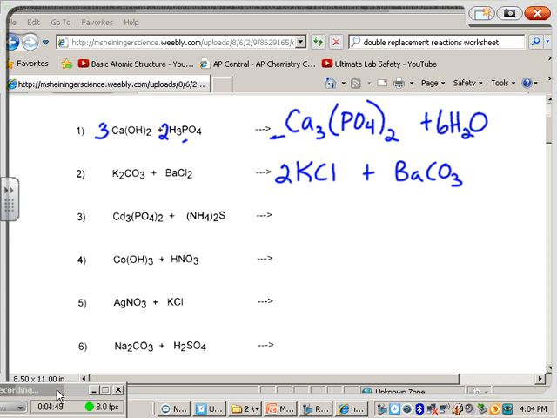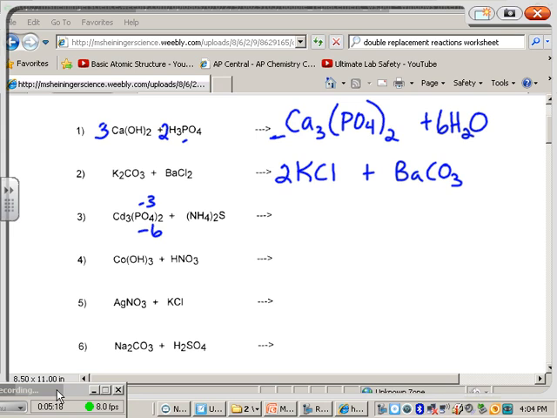Okay, now this one's a little bit trickier because we have cadmium. Cadmium is one of those transition metals that is going to need a Roman numeral. So we're going to have to figure out which cadmium this is, because there's no set rule for determining the charge on a transition metal because they can have multiple oxidation states. So I need to look to phosphate. Phosphate has a -3 charge, and there are two of them. So I have a total of -6 charge.